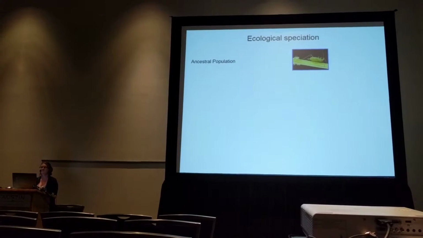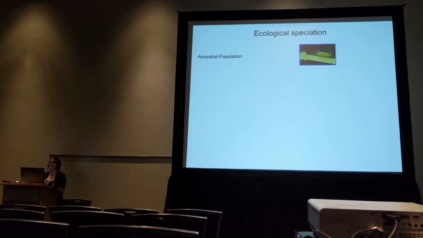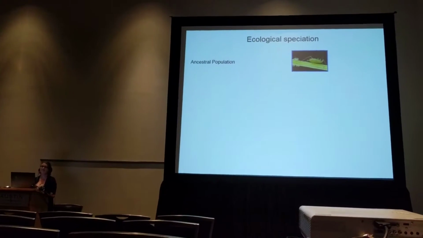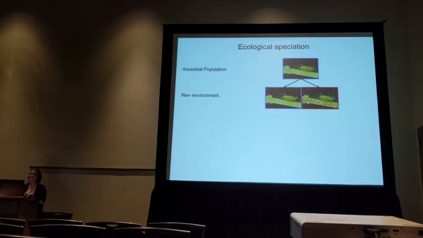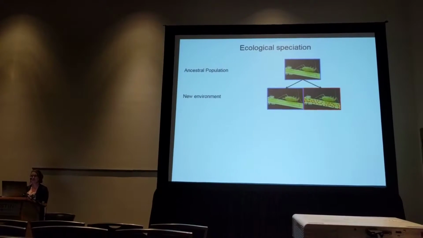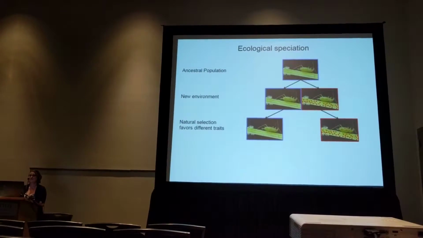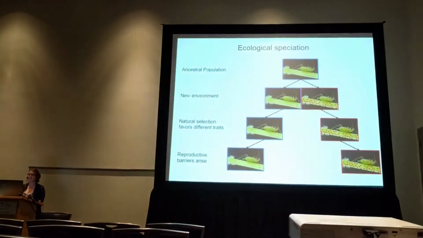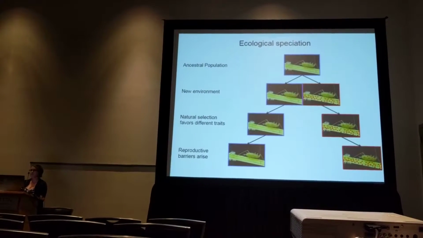So one of the fundamental goals of evolutionary biology is to understand how new species arise. And one mechanism that is important in generating biodiversity is ecological speciation. In ecological speciation, you start out with an ancestral population. This population then moves to a new environment. And in this new environment, natural selection favors different traits than in the ancestral environment. And this divergent natural selection causes reproductive barriers to arise.